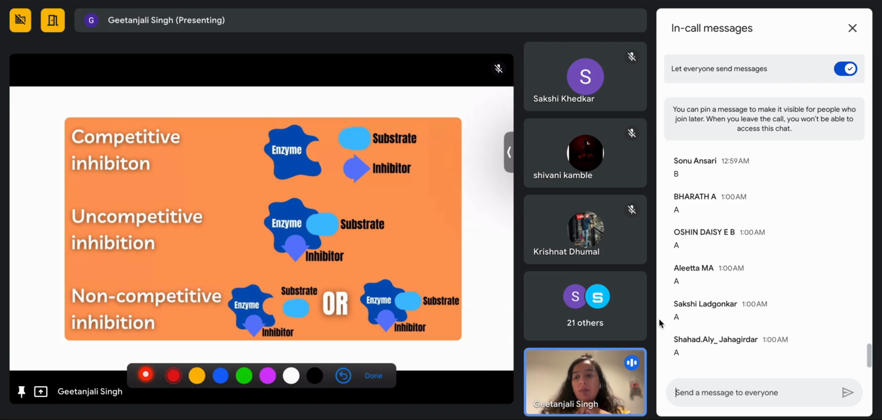In uncompetitive inhibition, now there can be confusion between uncompetitive inhibition and non-competitive inhibition. In non-competitive inhibition, inhibitors can bind to enzyme alone as well as the enzyme-substrate complex. But in non-competitive one, you can see there is an option.